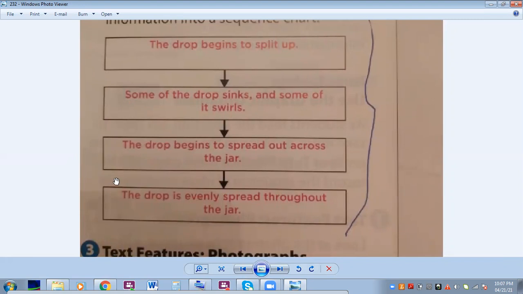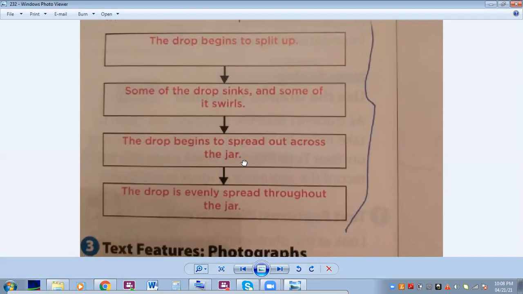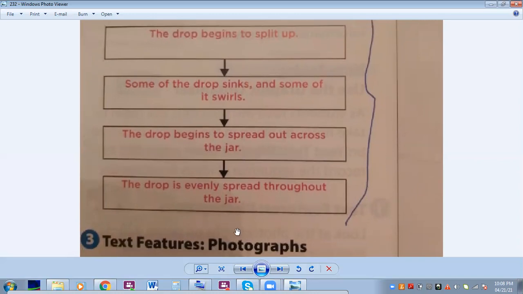So when the water is dropped into the jar, first the drop begins to split up. It starts to break apart. Some of the drop sinks down and some of it swirls. So some goes to the bottom, some of it begins to swirl around in the jar. The drop begins to spread out across the jar. So the drop of water, in this case colored blue with food coloring so that you can see it, starts to spread out across the jar. Then in the end we see the drop is evenly spread throughout the jar.